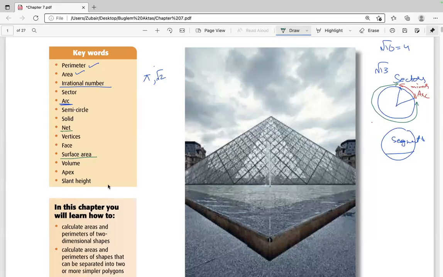If we have a shoebox, we have 3 different types of areas. 2 of the sides are rectangles of the same size. Top and bottom are rectangles of the same size. And the side towards us and away from us are rectangles of the same size. So the total surface area we can find individually and add them together. Volume is okay, and apex and slant height. Apex is the topmost point and slant height is this height if you can see it in this image. This is not the vertical height, this is the sloping height.